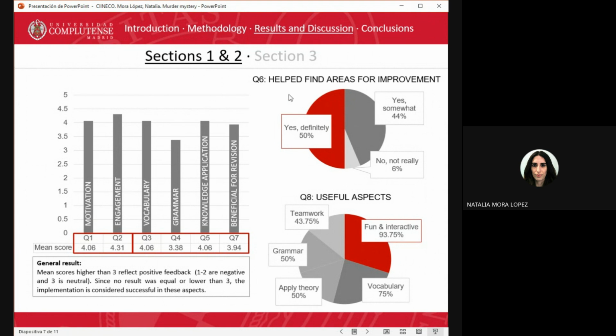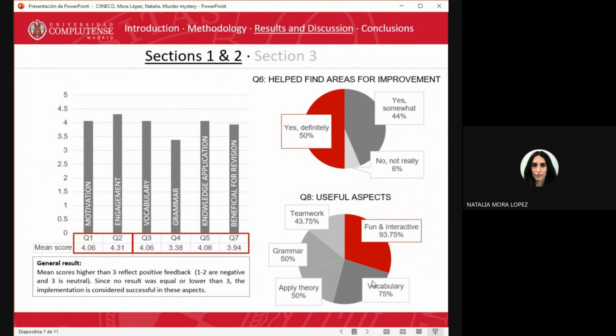And then we have question number 6. If the activity was useful to find areas in which they needed to improve, so mostly yes. And question 8, what aspects of the activity were useful for them? So the fact that it was fun and interactive was very useful.